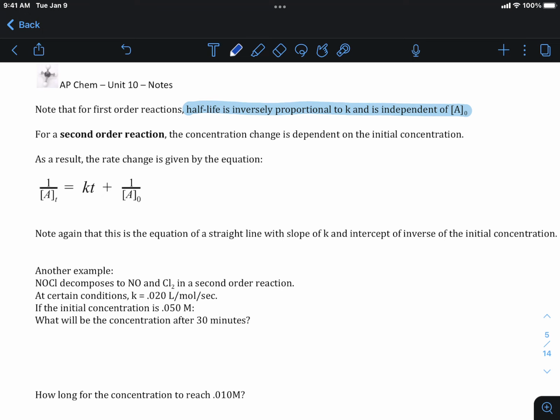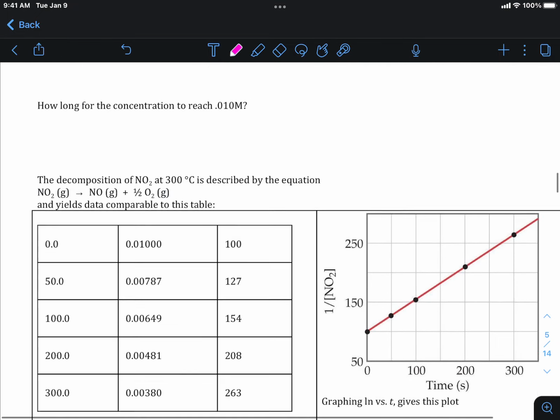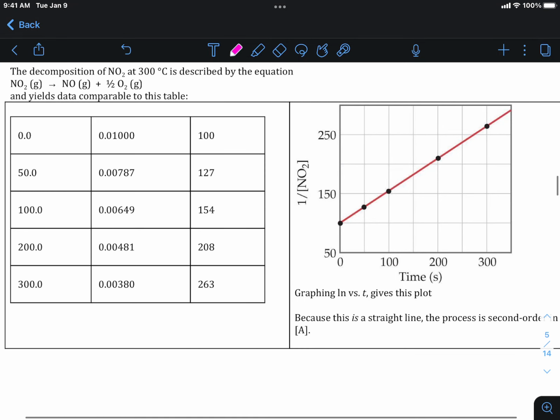Let's talk about a second order reaction. In a second order reaction, the concentration change is dependent on the initial concentration. And so your integrated rate law, you know what? Sorry, I'm going to jump down here first, and then we're going to go over that.